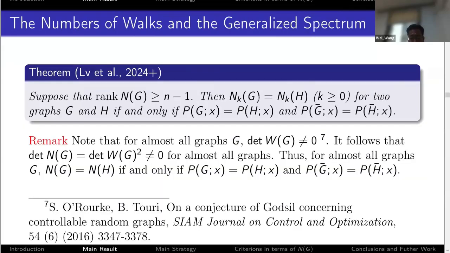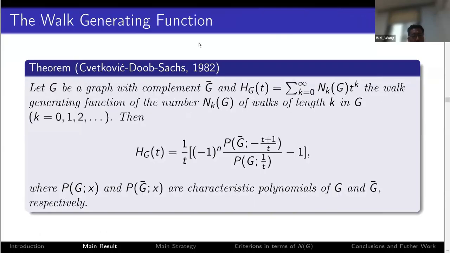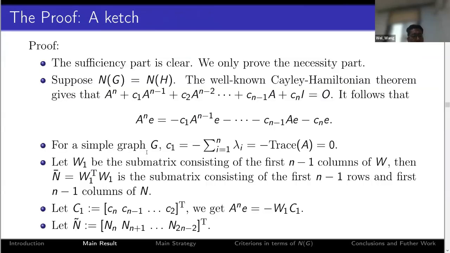I will give some ideas of the proof of this theorem. First we need a theorem of Cvetković, Doob, and Sachs in 1982. It gave a formula for the walk generating function in this way. From this formula, we can see if you know the generalized spectrum of the graph, then you know the generating function. That means you know all the walk numbers of any length of the graph. So here is a very short proof. We just prove the necessity part.